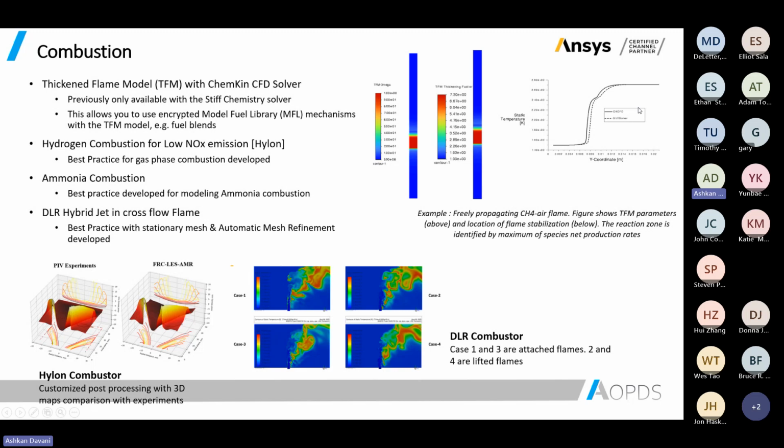Now you can also look at hydrogen combustion for low NOx emissions, like we got Hylon, and there have been new developments in ammonia combustion. And of course, for premix and non-premix tests, jets, there have been a lot of new techniques and best practices for stationary mesh and automated mesh refinements. If you want to try any of these, please let us know. I can provide more information on the combustion best practices, but overall there have been a lot of new developments, which I personally like.